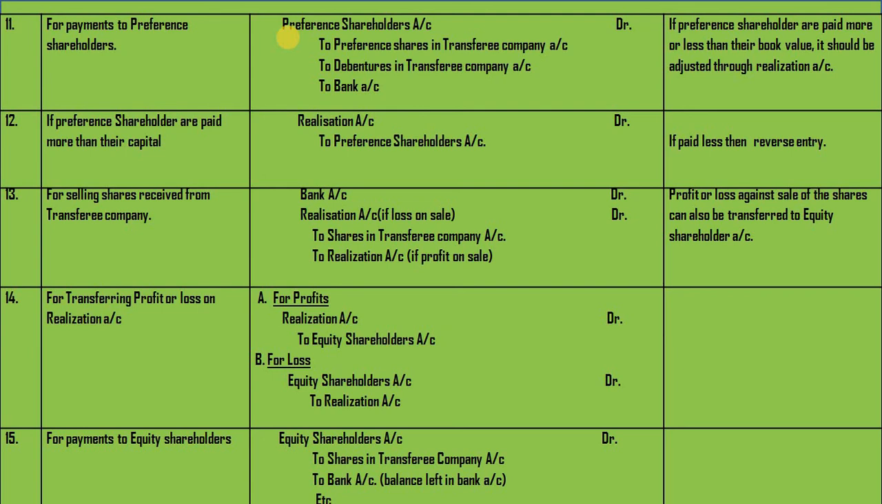So the journal entry will be bank account debit to shares in the transferee company. Now here, if there is a profit, then credit realization account. If there is a loss on sale of the shares, then you debit realization account. Okay, this you keep in mind.